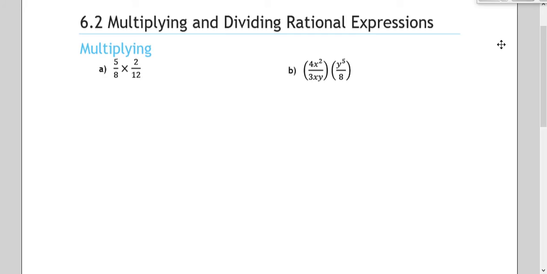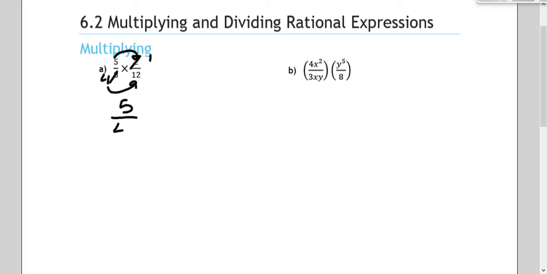Okay, we are on 6.2, multiplying and dividing rational expressions. So rational expressions are numerators and denominators that have polynomials. And we should remember from when we did fractional multiplying that we can do crossing out. And that when we multiply, we go numerator, numerator, denominator, denominator.